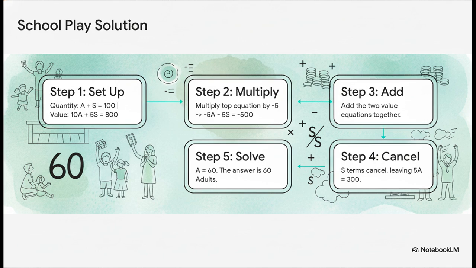Step 1, we write our 2 equations. A plus S equals 100 for the quantity of tickets, and 10A plus 5S equals 800 for the value of the tickets. Step 2, we use that pro tip. Multiply the top equation by -5. Why? Because that creates a -5S, which will perfectly cancel out the positive 5S in the other equation. When we add them together, poof, the S terms vanish, we're left with one super simple equation. 5A equals 300. Solve for A, and there's our answer, 60 adults.